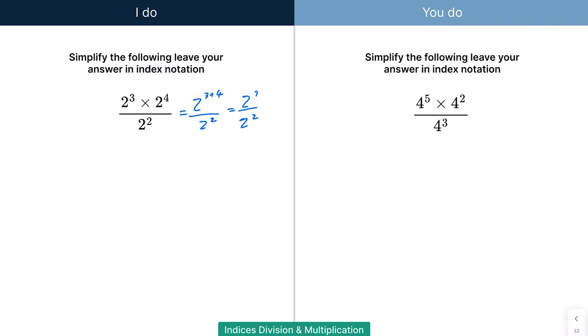And now, when you divide indices, you just subtract them. So we just do 7, take away 2. So if I bring that down here, that would just become 2 to the power of 7, take away 2, which is 2 to the power of 5. Okay? So we just do it in 2 steps.